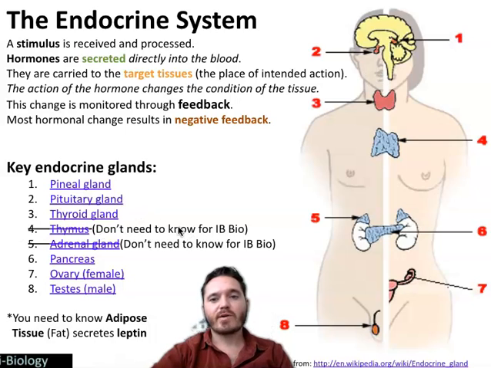You've got your thyroid gland over here, the butterfly-shaped gland producing thyroxine. You've got your pancreas producing insulin and glucagon over here. You've got your ovaries over here producing estrogen and progesterone, and then you have finally your testes over here producing testosterone. And leptin is produced by the adipose tissue or your fat cells.